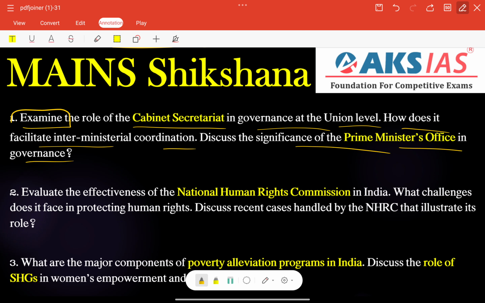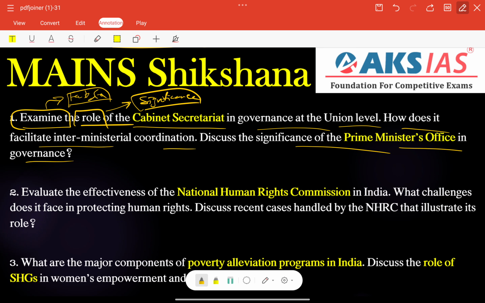Here, "examine" is a very important question tag. Here we need to focus on providing important facts, examples, etc. Right? So the role is the important keyword here: role of the cabinet secretariat in governance at the union level. We just need to focus on significance. No need to write any negative points, right?